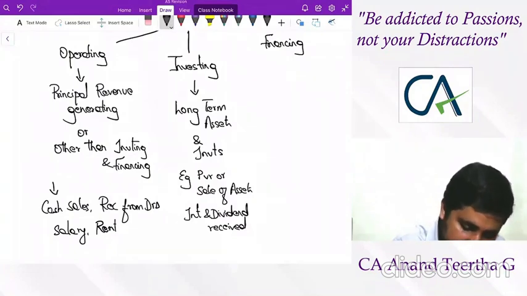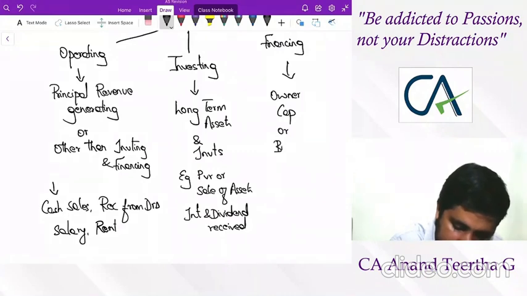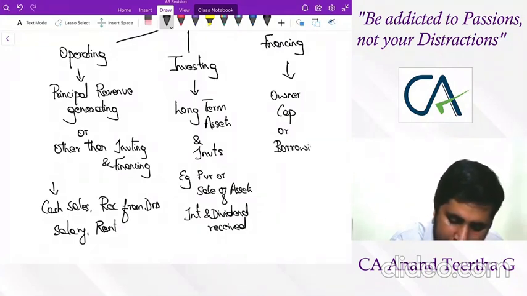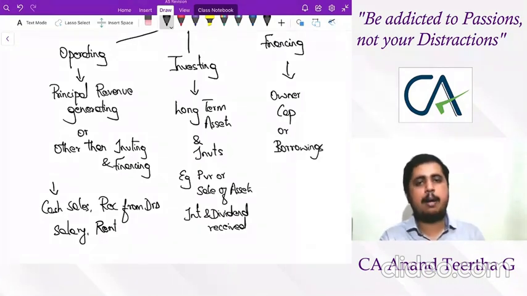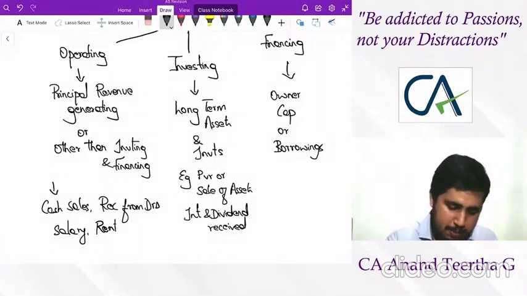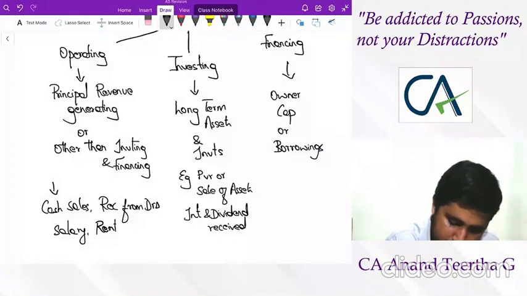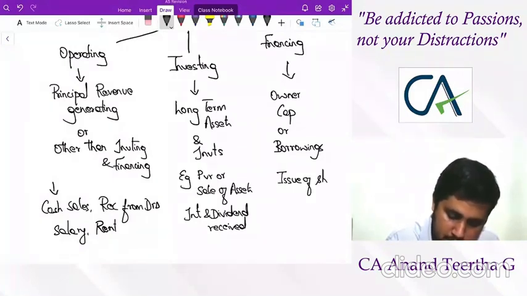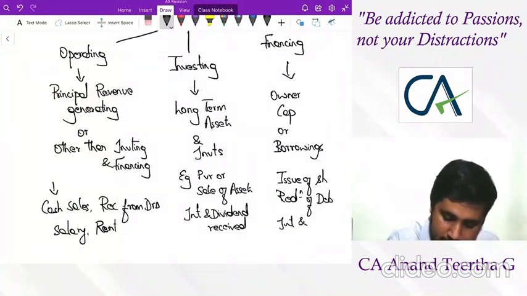Last, financing activity. If anything changes owner's capital or borrowings, it will be considered under financing activity. Anything related to owner's capital or borrowings, which basically means, for example, issue of shares, redemption of debentures, and an important one, interest and dividend paid.